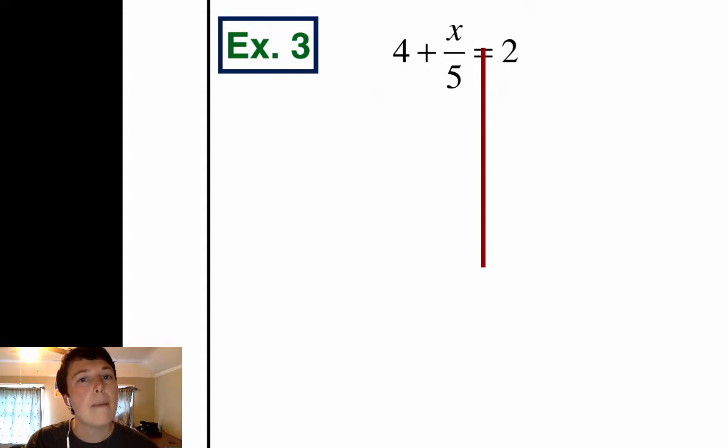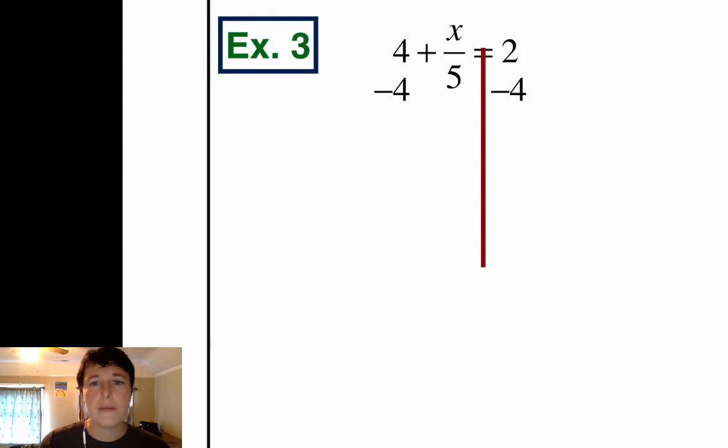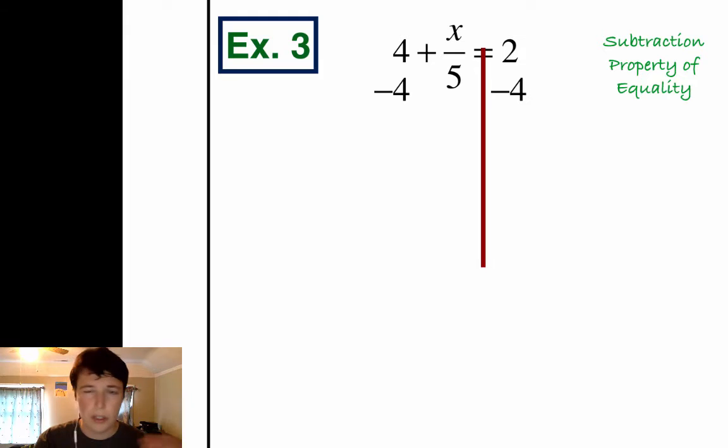So in this case, I'm actually going to take the 4 away first. I'm going to subtract the 4 from the left and the right. That subtraction property of equality. I'm going to get that out of there and still have my fraction x over 5. That'll be my first step. Notice how that's different than the last 3 problems we've done. Then 2 take away 4 is a negative 2. So we're close. We almost have an answer.